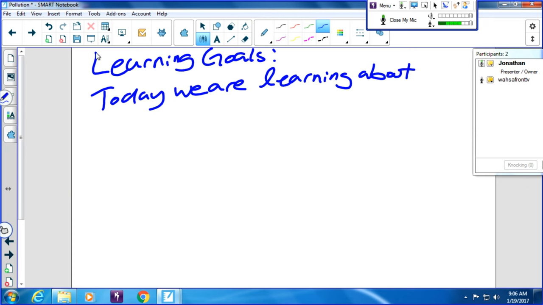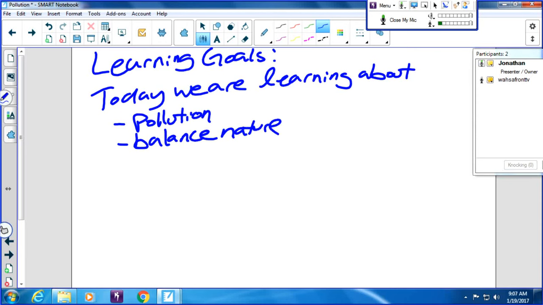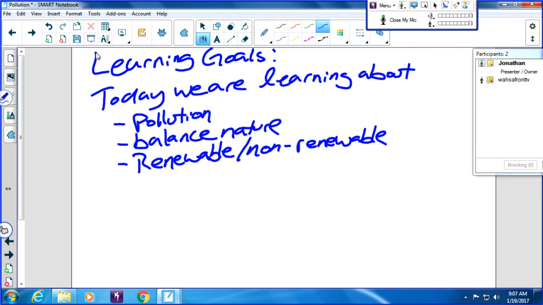Today we're learning about pollution. I'm going to quickly put this down in report form. We'll be looking at the balance of nature. We're looking at different types of resources, whether they're renewable or non-renewable, and we'll define what those are. And then we'll be looking at different types of conservation as well.